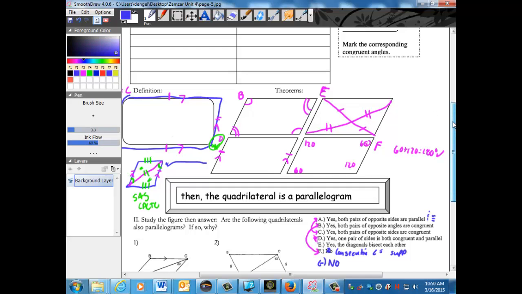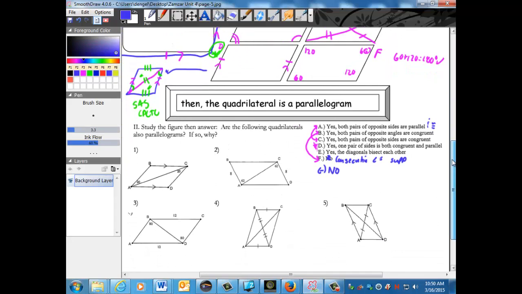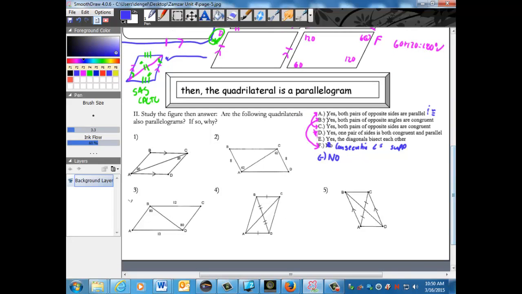All right, we're going to use those rules. A, B, C, D, E, and F, with G being our no, to answer these 5 questions. Now, I will say that these problems are challenging. These aren't easy questions.